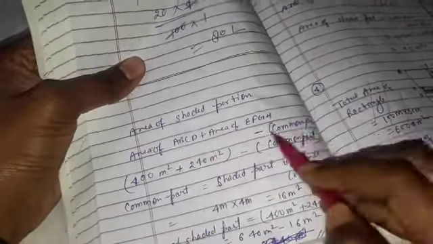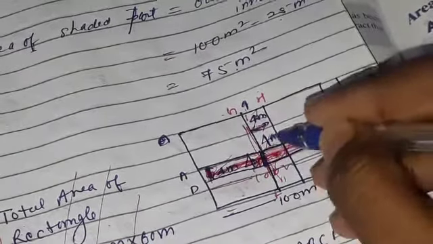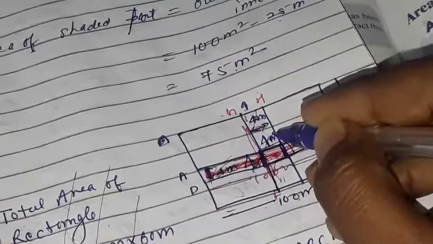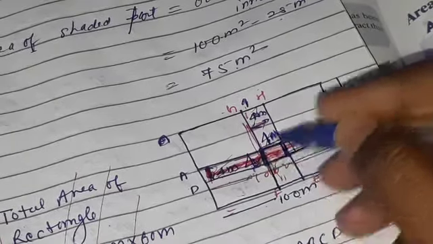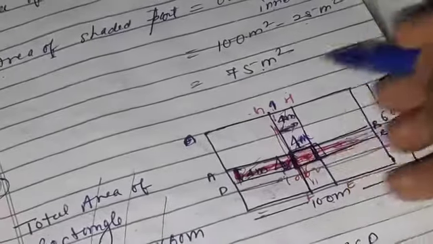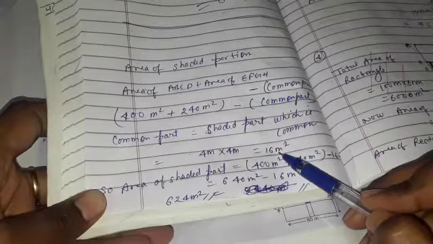Which is your common part? This is your common part. So 400 plus 240 minus common part. But what is your common part, class? For that you have to calculate that the breadth of this part is 4 meter and the breadth of this part is 4 meter. So if this is 4 meter, then this length is also 4 meter, and if this is 4 meter, then this is also 4 meter. So area of this common part is 4 into 4, length into breadth. This is a square because both sides are the same. So side into side, 16 meter square is the common part.